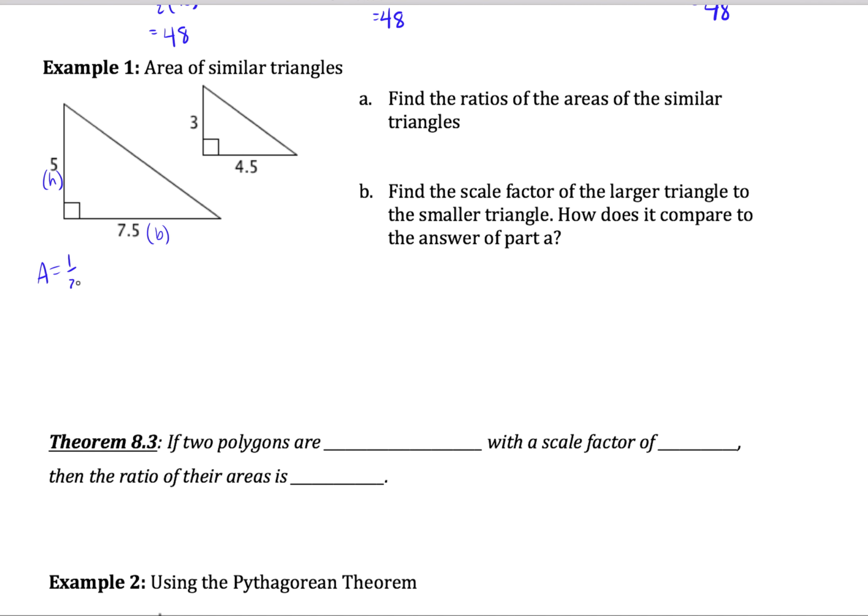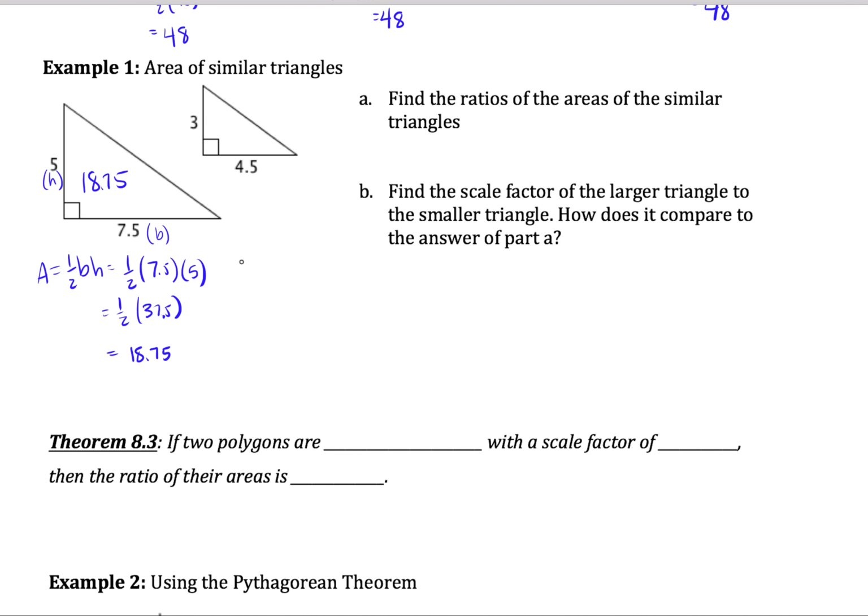Area is going to equal 1/2 base times height, or in this case that will be 1/2 of 7.5 times 5, and half of 7.5 times 5, well, that would be half of 37.5, and half of 37.5 is going to be 18.75. So the area of the larger triangle is 18.75. I'll go ahead and write it maybe inside the triangle.